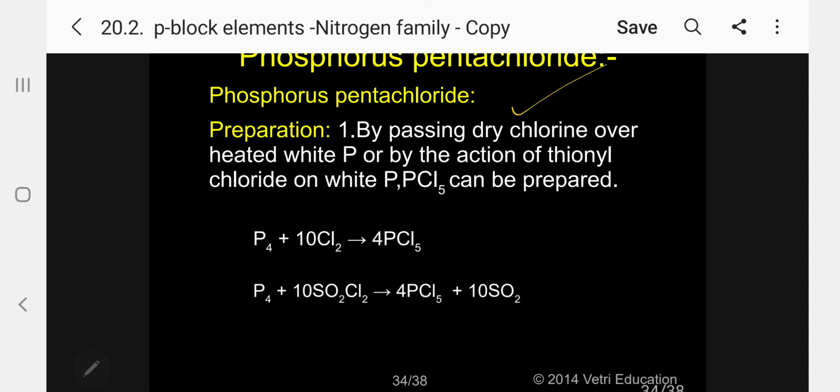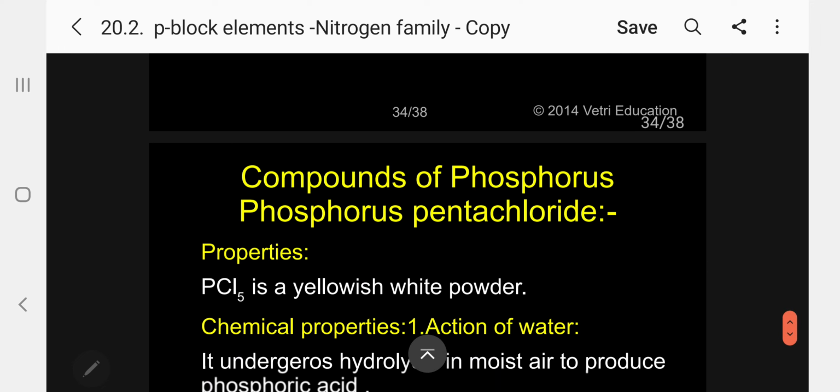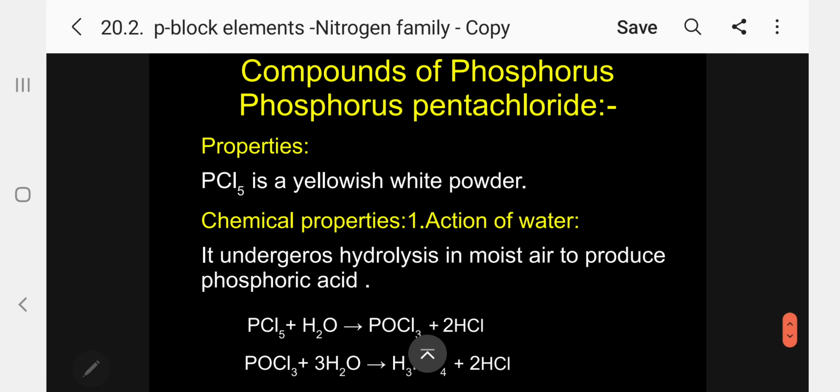Preparation: by passing dry chlorine over heated white phosphorus, or by the action of thionyl chloride on white phosphorus, phosphorus pentachloride can be prepared. Please follow the same method, P4, but we are using excess chlorine, that's all. 10 moles of chlorine gives 4 moles of phosphorus pentachloride. In the same way, 10 moles of thionyl chloride gives 4 moles of PCl5 and 10 moles of sulfur dioxide.